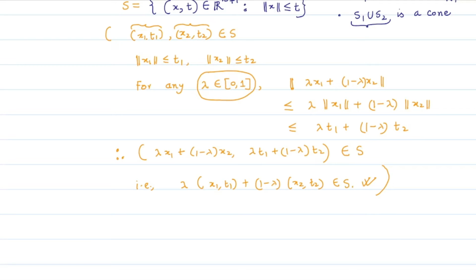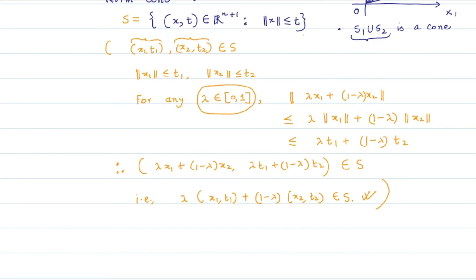This set S is called a cone because you just pick up any point (x, t) from this set S and then you multiply by a non-negative scalar lambda. You can trivially show that lambda times (x, t) is also belonging to the set capital S. Thus this set is a cone.